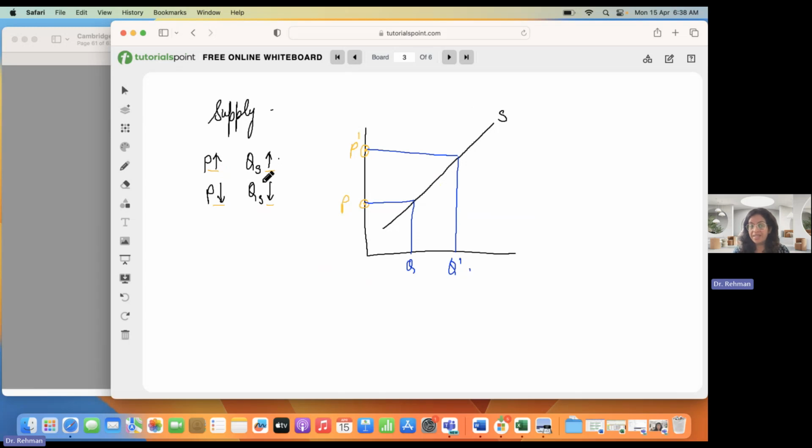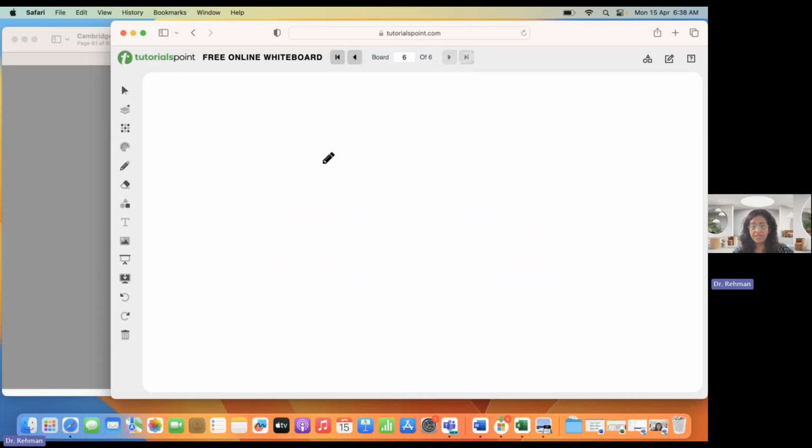Yeah, as the price increases, quantity supplied increases. This is called the law of supply. There's a positive curve. Now let us understand the quantity supplied. This is the supply curve.